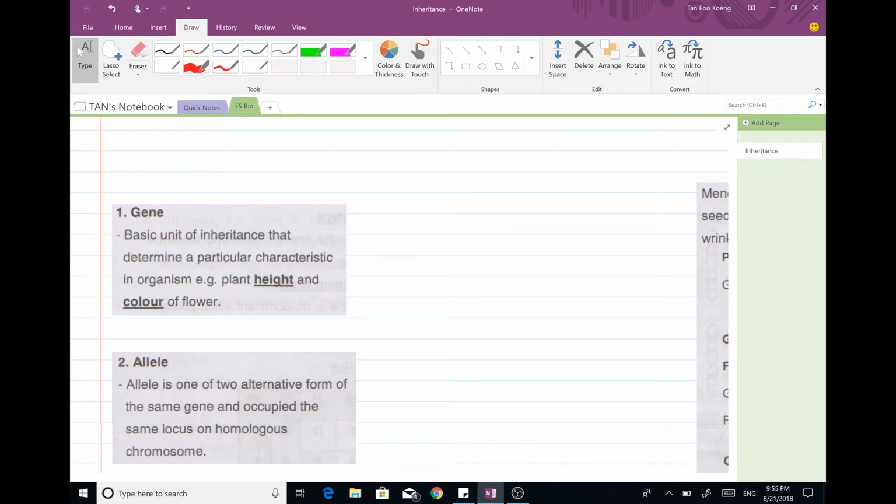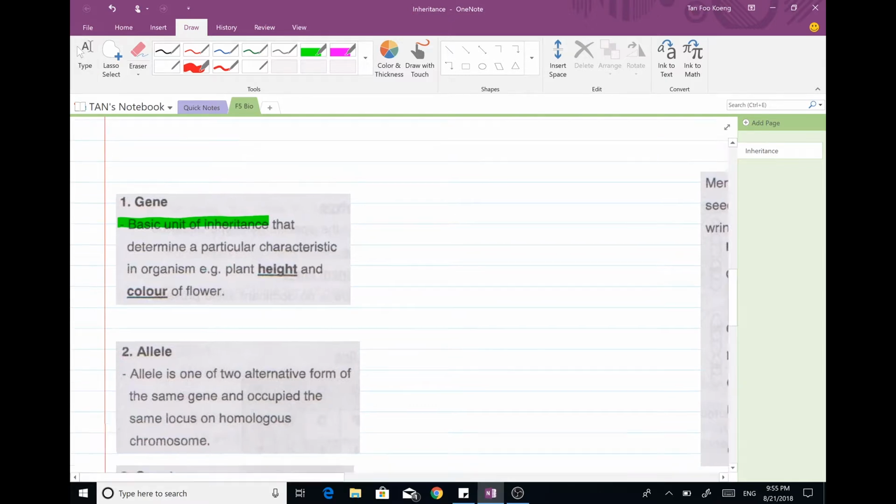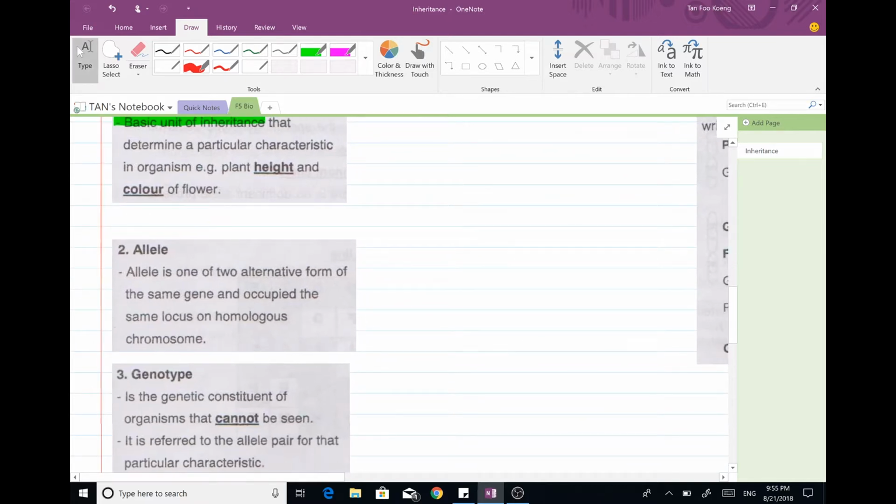Now, the first one will be gene. What is gene? Gene is the basic unit of inheritance, and it is the gene that determines the characteristic in organisms, like for example the height, the color of the skin, the color of the flower. And then what is allele? Now this is pronounced as allele, not allele. It's allele.